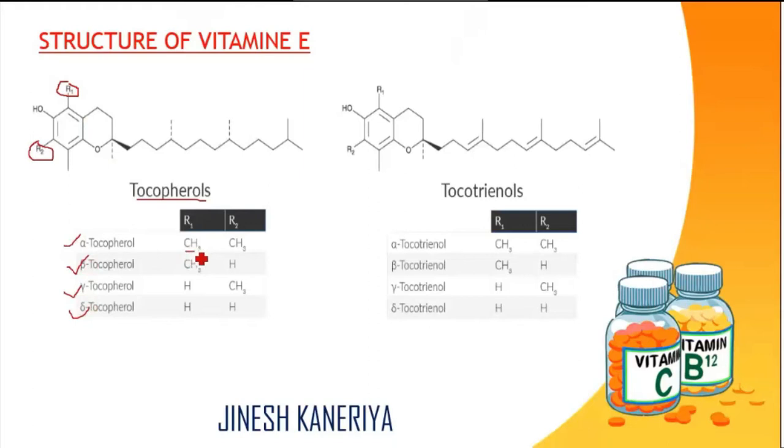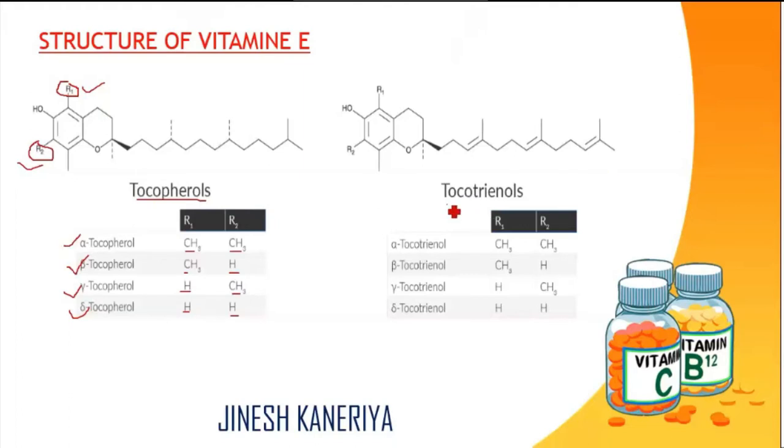Alpha tocopherol contains methyl groups at both R1 and R2. In beta tocopherol, only R1 contains the methyl group, and R2 contains hydrogen. In gamma tocopherol, there is hydrogen at R1 and a methyl group at the position of R2, and in delta, hydrogen is present at both R1 and R2. So these are the sites available to change the functional group. That's why it will be converted into the four different types: alpha, beta, gamma, and delta.